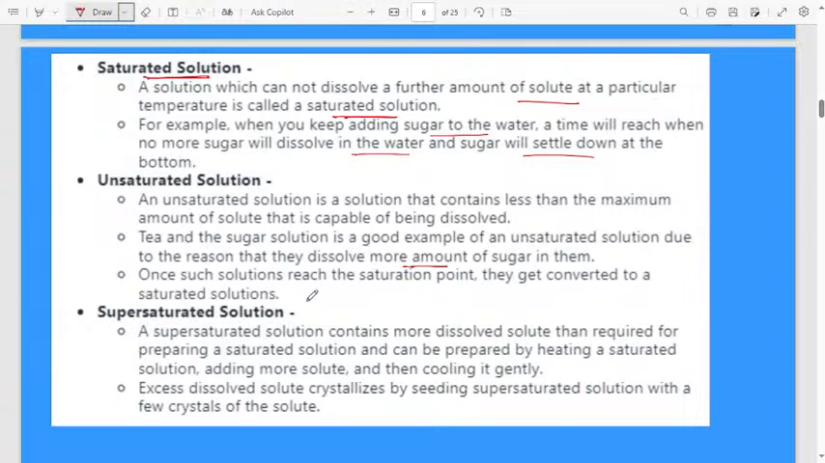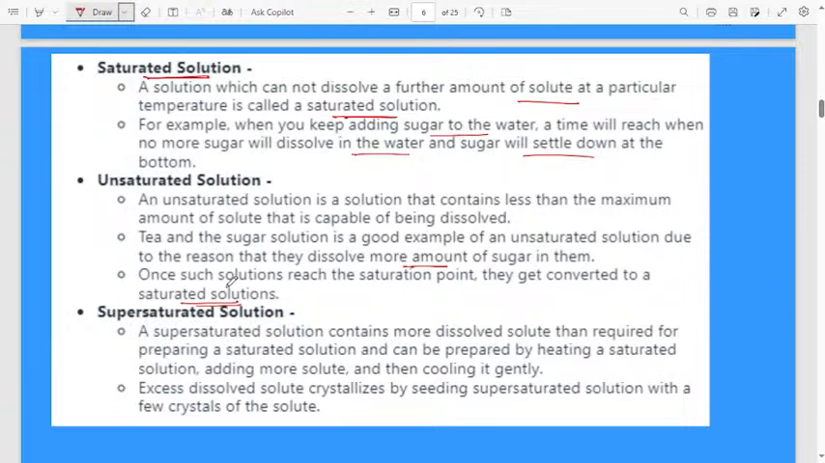Once such a solution reaches the saturated point, it gets converted into a saturated solution. Even an unsaturated solution you can convert into a saturated solution when you cool it, okay. That is a different case, but you have to remember what is meant by an unsaturated solution. Next important one is the supersaturated solution.